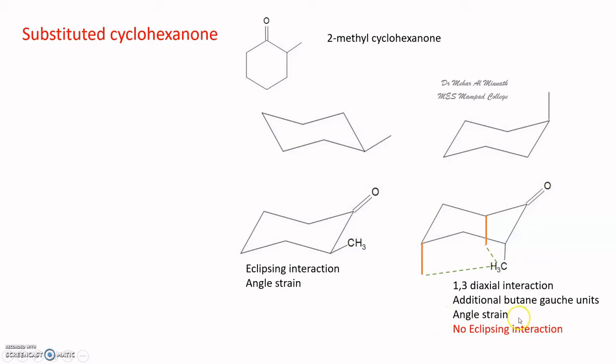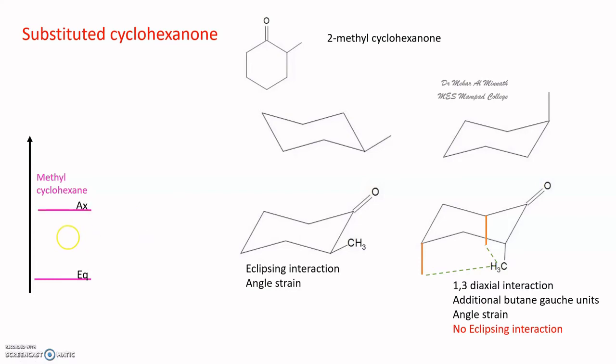There will not be any eclipsing interaction. So the energy difference between the axial form of methyl cyclohexane and the axial form of 2-methyl cyclohexanone will be a bit less. Now, when we draw the energy diagram, we can see it more clearly. If we take the case of methyl cyclohexane, the equatorial form will have energy the same as that of cyclohexane. It will be at a lower energy state.